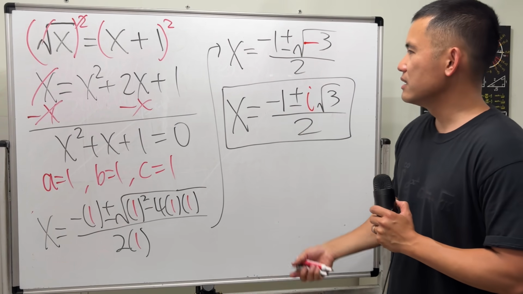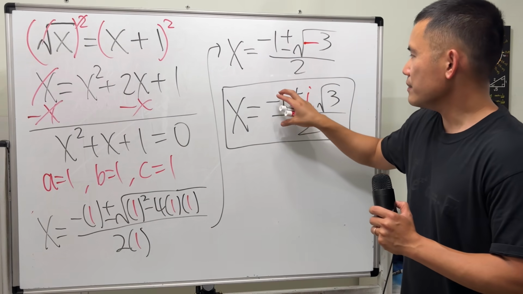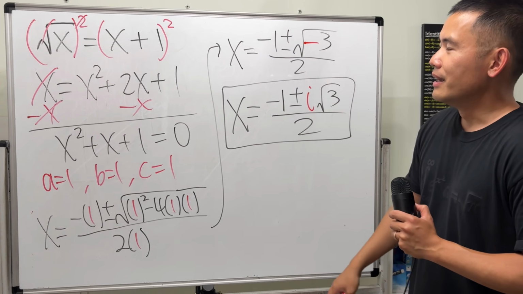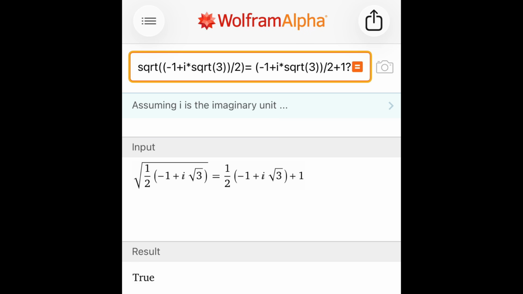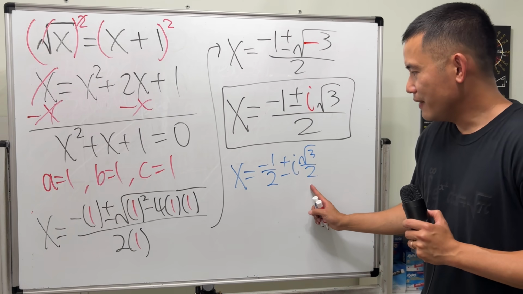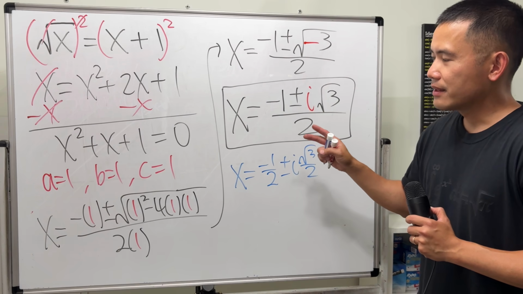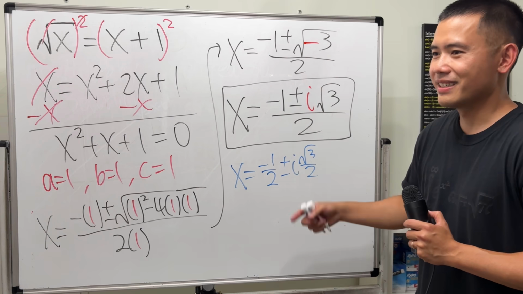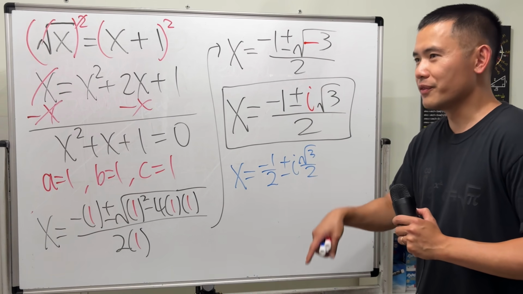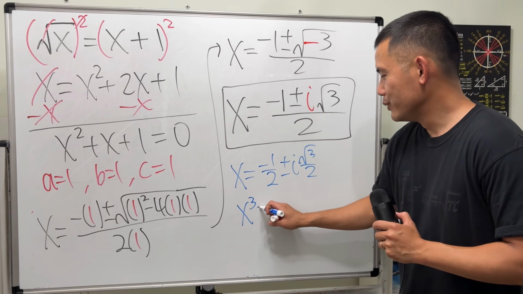If you plug this into this x and work out the square root of a complex number, you will really see that it's equal to this complex number plus 1. In fact, these are the two complex cube roots of unity. So what I mean by that is, if you cube it, you actually will end up with 1.